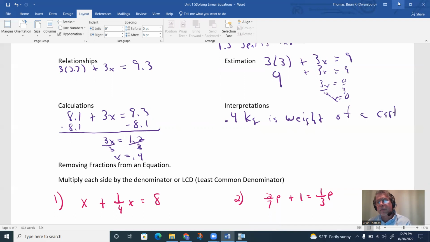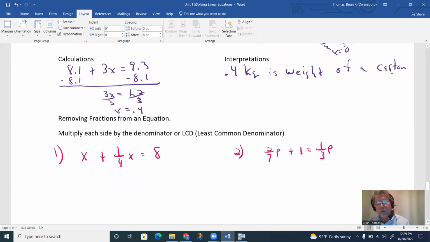Now, a kilogram is basically like the weight of a textbook. So a kilogram is kind of a lot of weight. So 0.4 is close to 0.5, or half of a kilogram. So if you tore up half of a textbook, if you will, that's going to be the weight of a carton. That starts to make a little bit more sense.